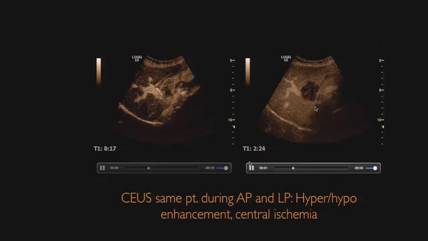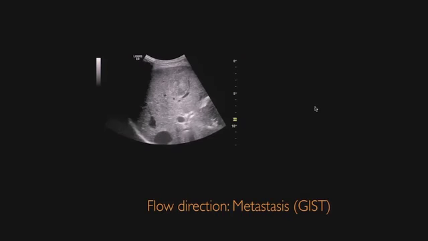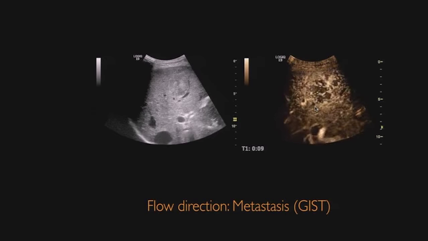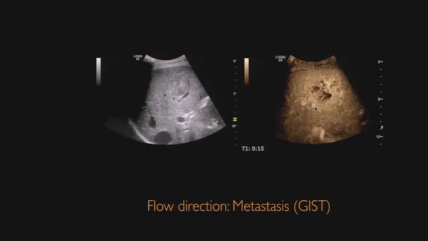This is a gastrointestinal stromal tumor, and you can see very nicely in this slightly hyper-enhancing tumor where the bubbles come from. They come from the periphery, and they enter from the periphery to the center, and the center again is ischemic. And what you can also see in the periphery, there are some satellite metastases or tumors. That is also typical for this tumor.